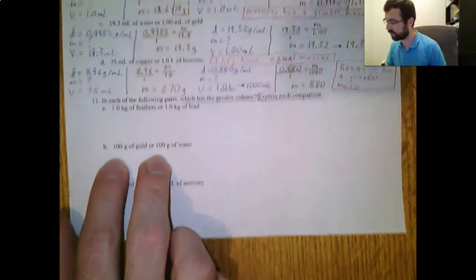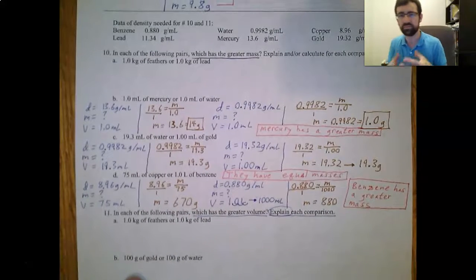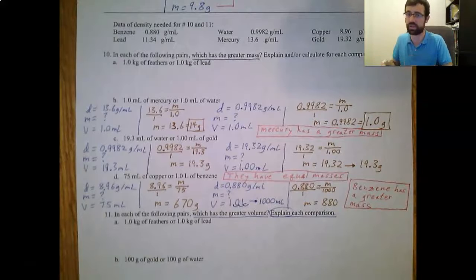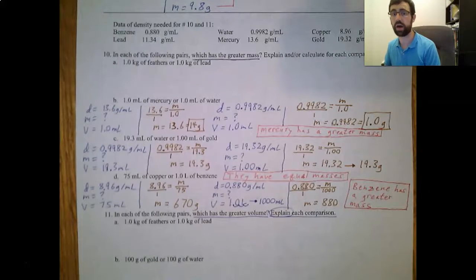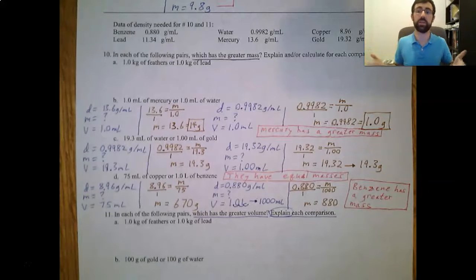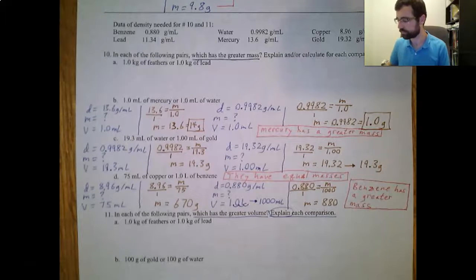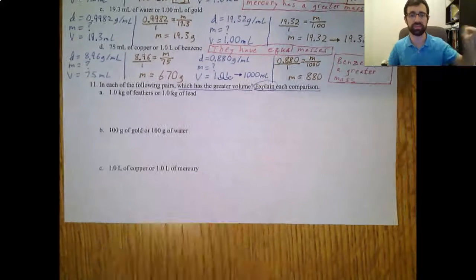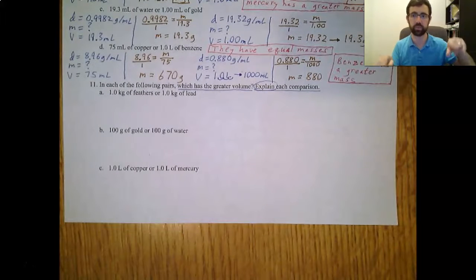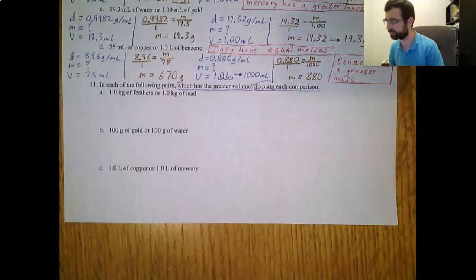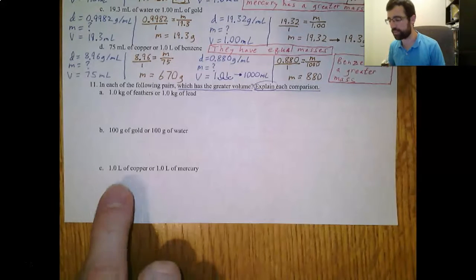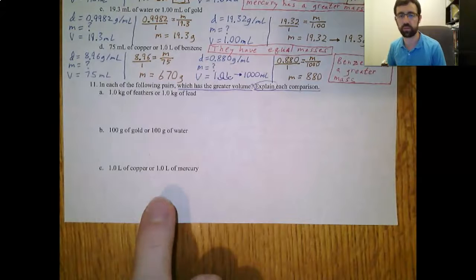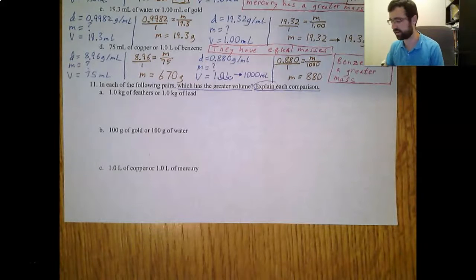So if I have 100 grams of gold, that's going to be like a gold bar or something. But 100 grams of water, that's going to be quite a bit more water. Okay? So that's just something to keep in mind as you're doing these, because density and volume are inversely proportional. They're inversely related. We get down here, 1.0 liters of copper and 1.0 liters of mercury. Again, you just got to compare your densities.